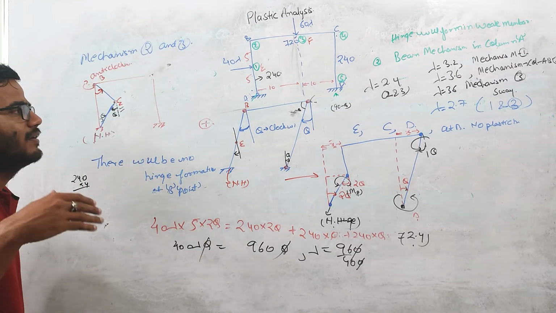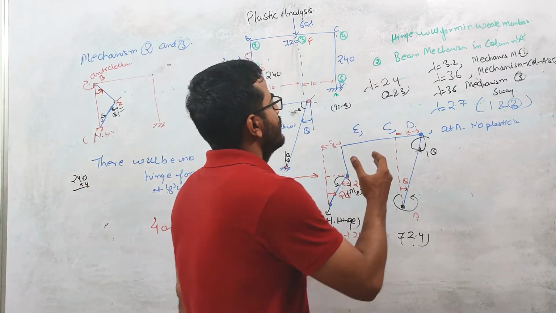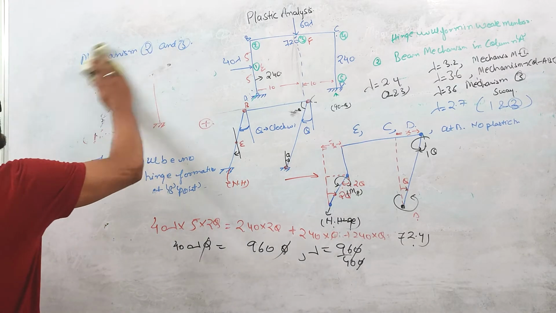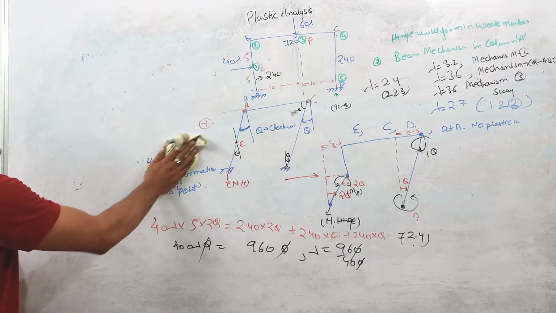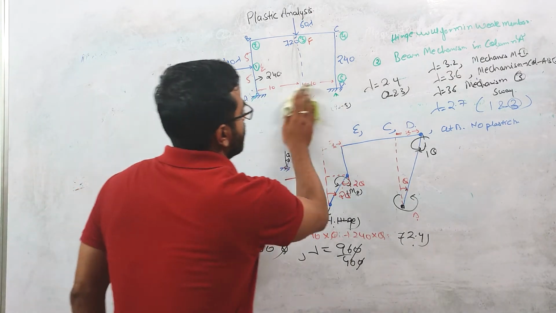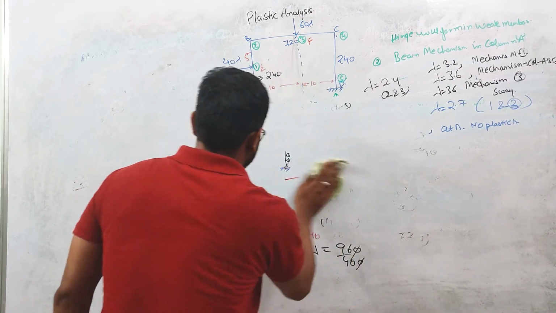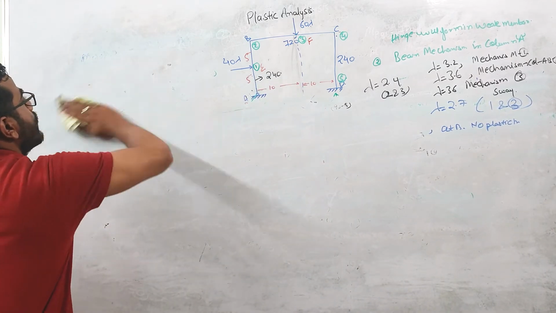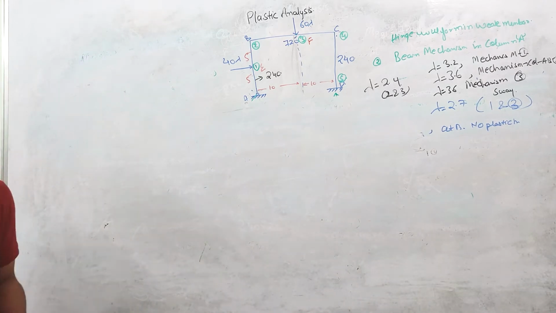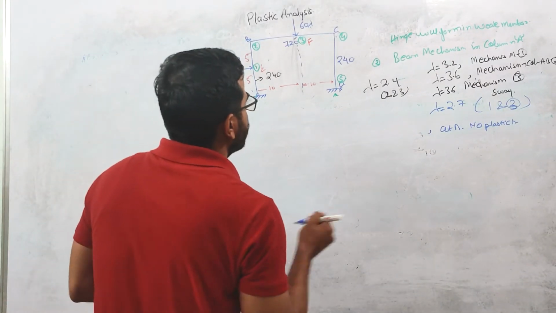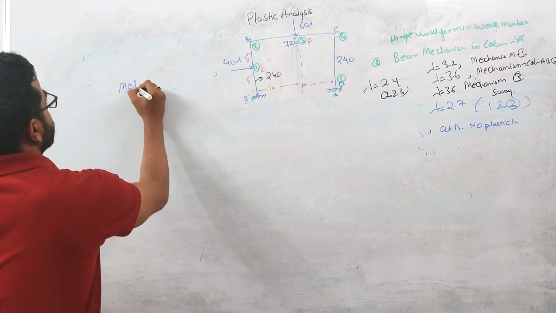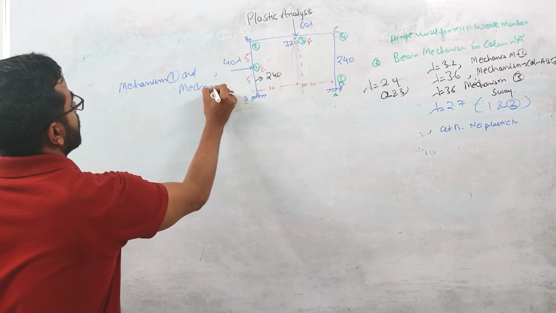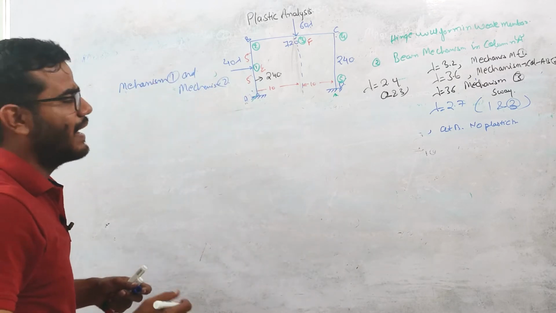So this is again the most critical out of these 5 mechanisms which we have discussed till now. Now let us discuss one more combination. So what happens when you combine mechanism 1 and mechanism 2? If you combine mechanism 1 and mechanism 2, what will happen?